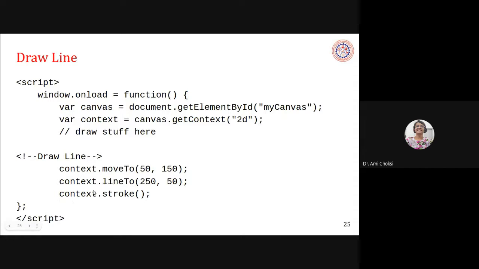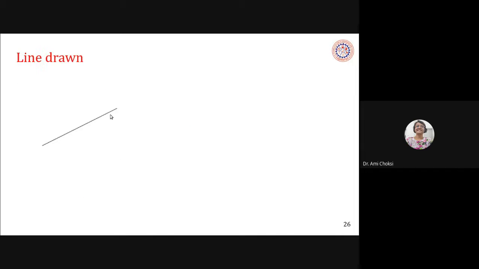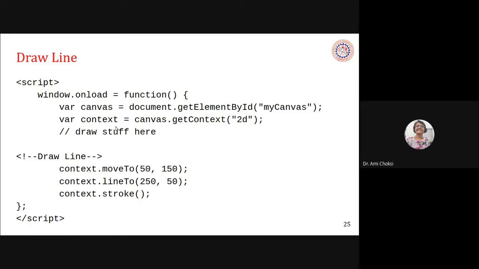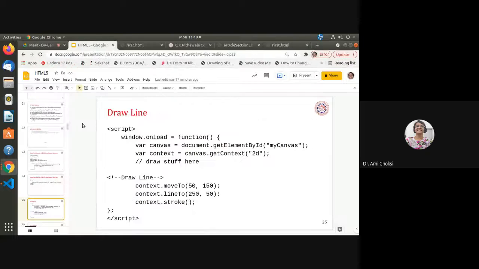Then after we can say context.stroke. This is required, otherwise we'll not be able to see any line, right? Function is over and semicolon, right? And closing script. This is what is there for drawing the line. If we do this, we'll be able to see the output as the line is being drawn, right? But we should check it out, the line drawing function, isn't it?